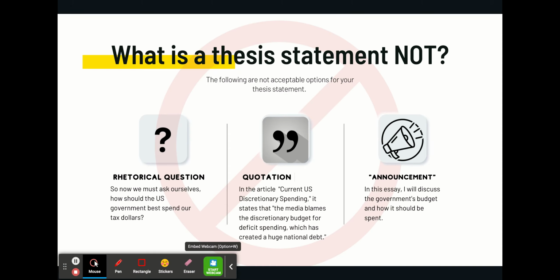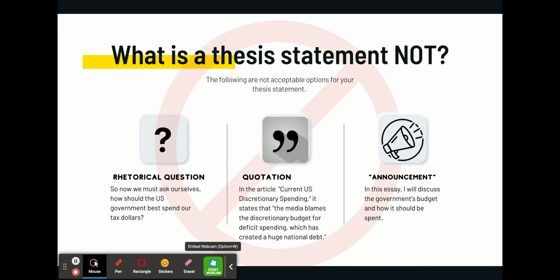It is also not a quotation. You should not include a quotation in the thesis statement. For example, in the article, Current US Discretionary Spending, it states that the media blames the discretionary budget for deficit spending, which has created a huge national debt. This is not acceptable because it's not your own personal opinion that you're defending. This is just something that an author said about the US government and their spending.